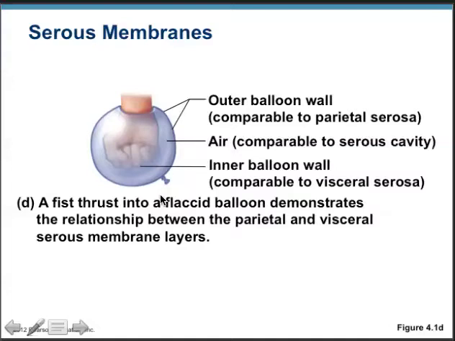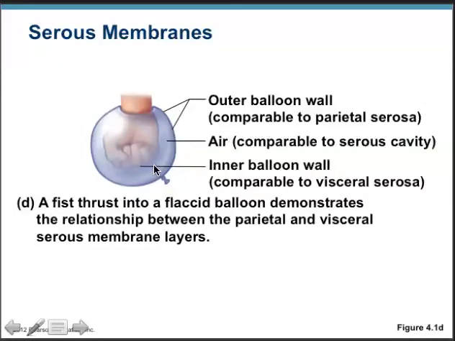Now, the way to think about it is sort of like this model represents, where we've got this fist plunged inside a partially deflated balloon. The visceral serous membrane would represent that part that's closest to the fist, and the parietal serous membrane would represent that part that lines the cavity inside which the fist is thrust. And then the air in the balloon would be actually serous fluid and also a little bit of air. And this is the lubricating function of the serous membrane.